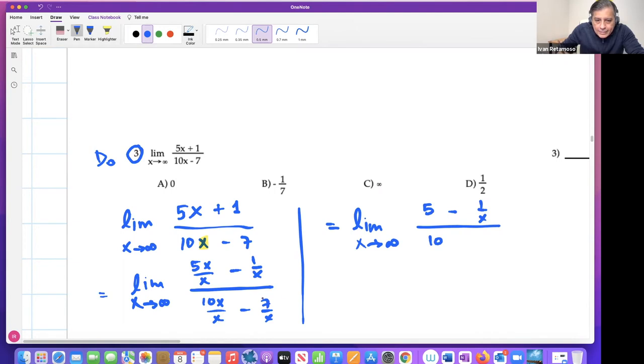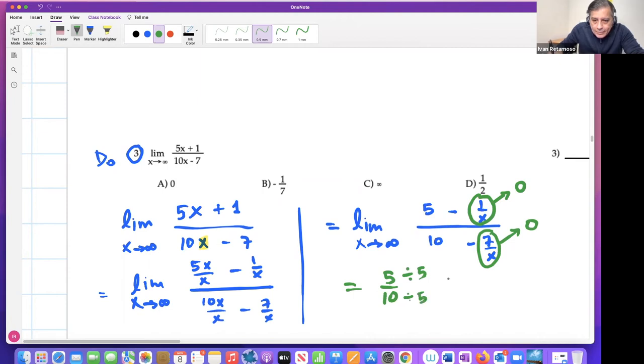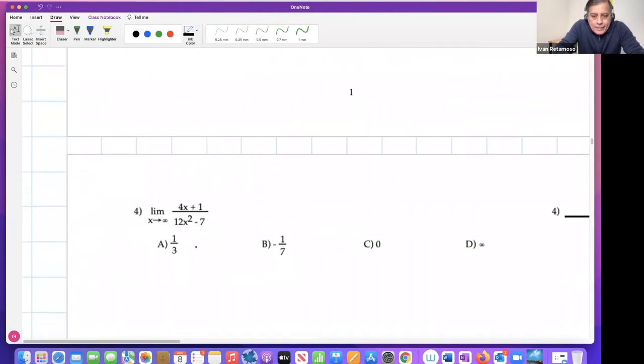Here, x and x cancel, right? Minus 7 over x. But now notice, guys, that this 1 over x, when x is going to infinity, goes to 0, right? Same story for this 7 over x. When x is huge, think of a million, a billion, times 7, it's going to be 0.0000 in the limit, 0. So remove these, keep these two. Then 5 over 10, and when simplified, this is just 1 over 2. Final answer, 1 over 2, excellent. Very good, great. This one you can do at home.